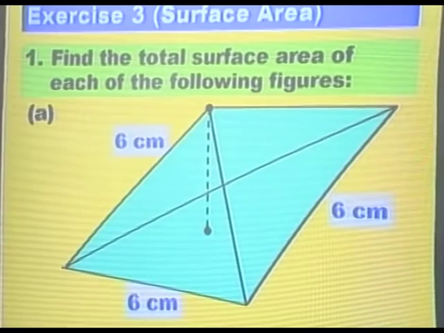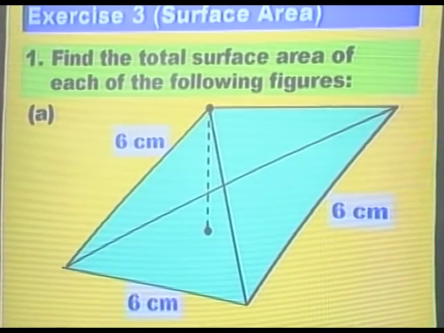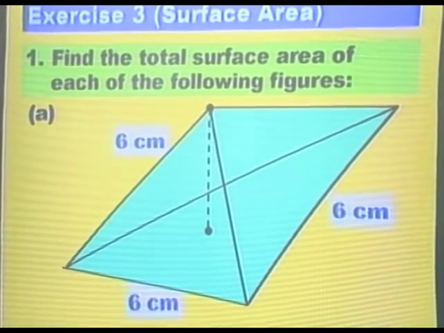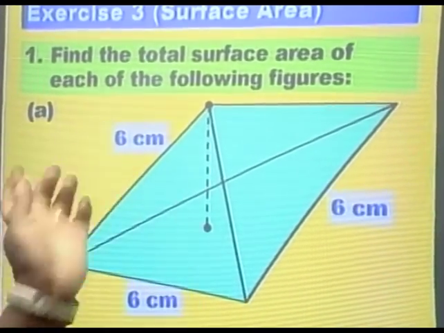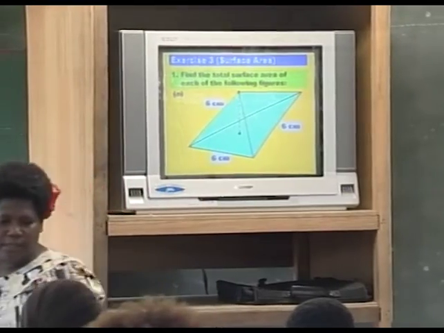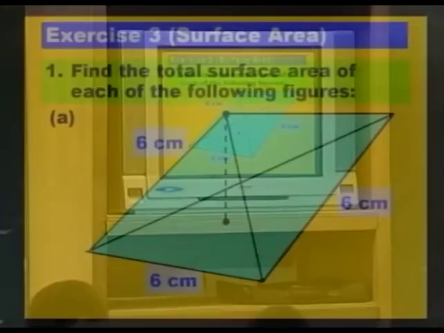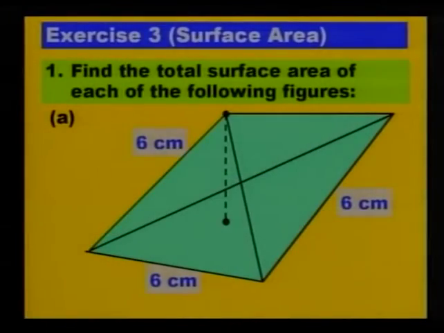See if you can do that one quickly before you go. The base is 6, 6, and 6. The faces are also 6 centimeters each. You don't need the perpendicular height for the surface area. You can work out the height of each of the faces using Pythagoras theorem. You are not thinking.